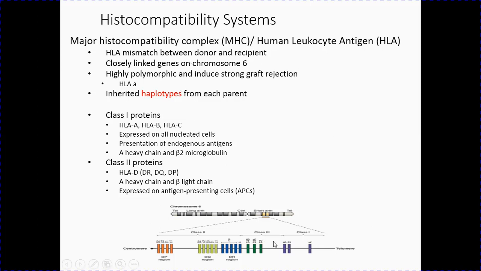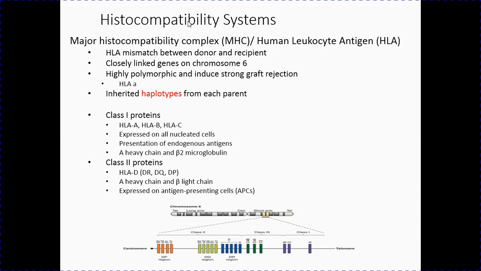As I said, those HLA genes are all closely linked on chromosome 6. It's the genetics, inheritance patterns, and the coding of HLA antigens that create this really highly polymorphic, or variable, or allelic characteristic of the MHC that creates that strong graft reaction that I just spoke about.